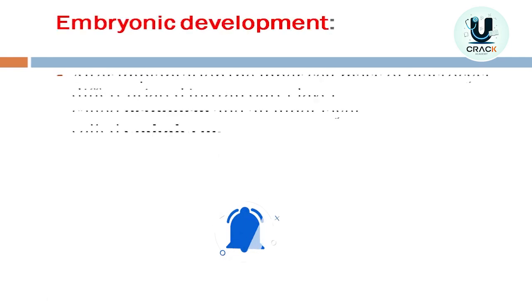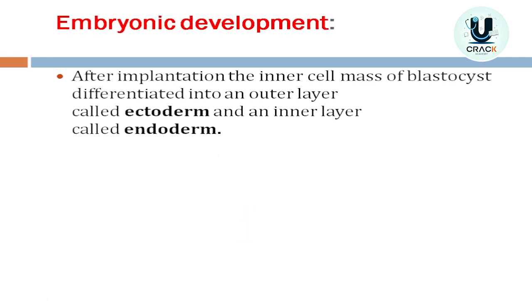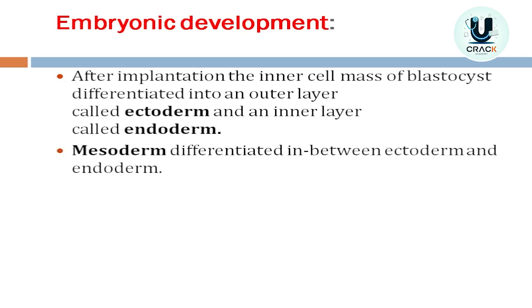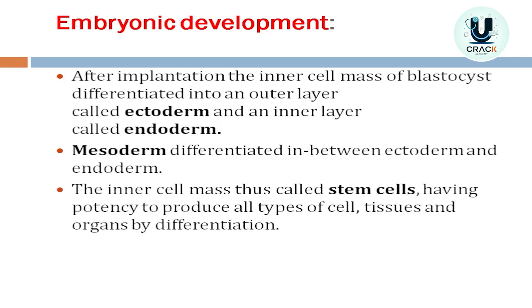Embryonic development. After implantation, the cell mass of the blastocyst differentiates into the outer layer called ectoderm and the inner layer called endoderm. Mesoderm lies between the ectoderm and the endoderm. The inner cells are called stem cells, having the potential to produce all types of cells, tissues and organs by differentiation.